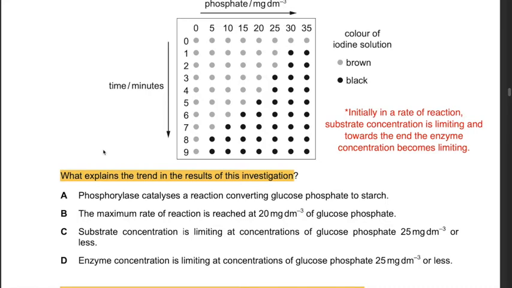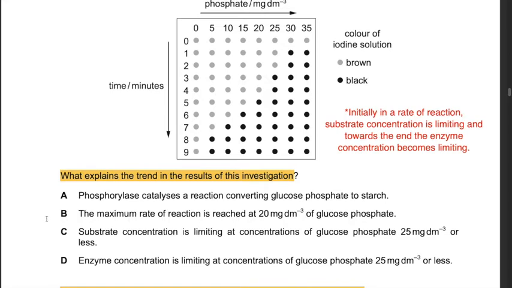Answer C. Substrate concentration is limiting at concentrations of glucose phosphate 25 mg per dm cube or less. That is correct, as initially substrate concentration is limiting, and since they are talking about 25 mg per dm cube or less, that means towards the start. Hence the answer is C.